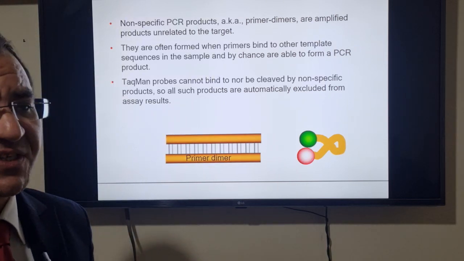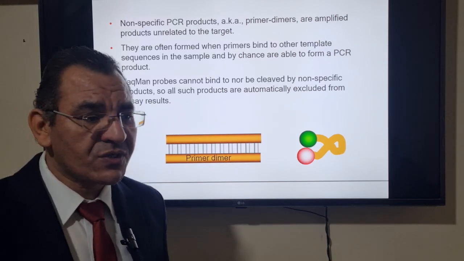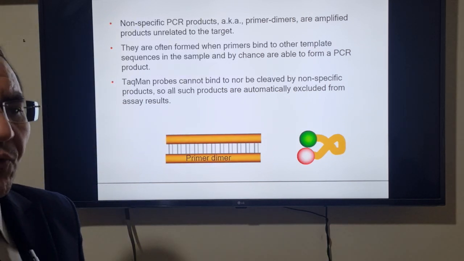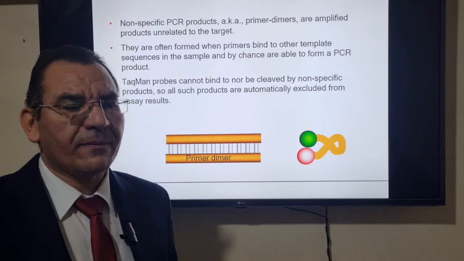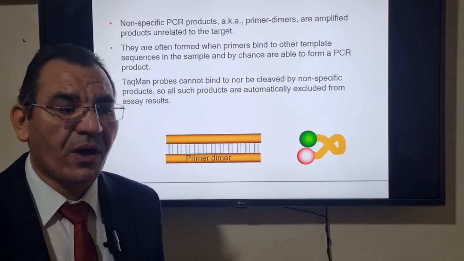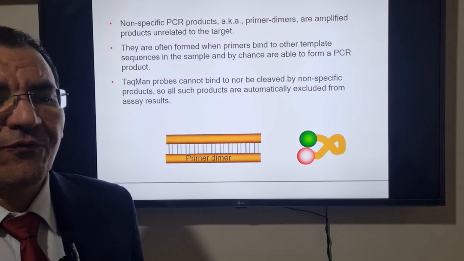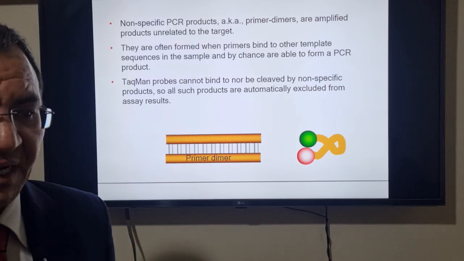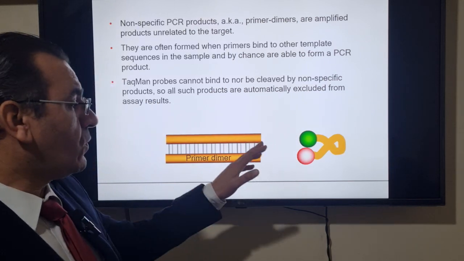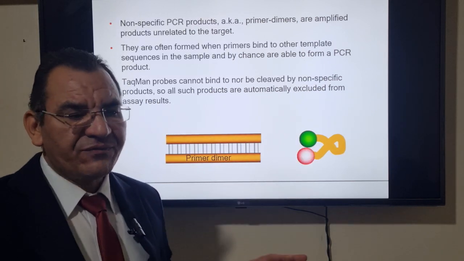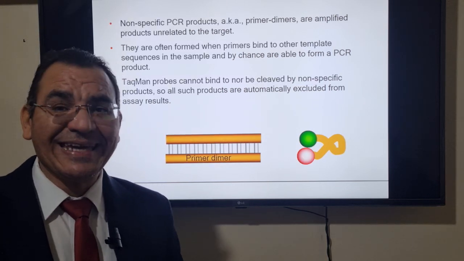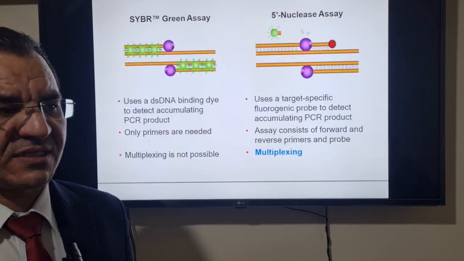Non-specific PCR products like primer dimers and amplified products unrelated to the target are often formed when primers bind to other template sequences in the same reaction and by chance are able to form a PCR product. TaqMan probes cannot bind to, nor be cleaved by, any non-specific product. So all such products are automatically excluded from the assay results.